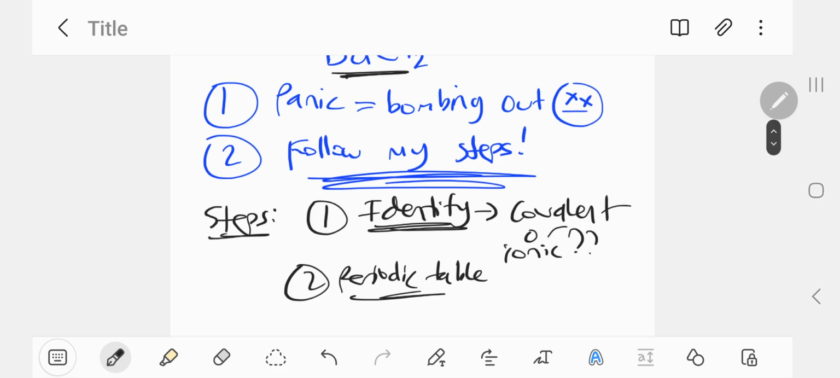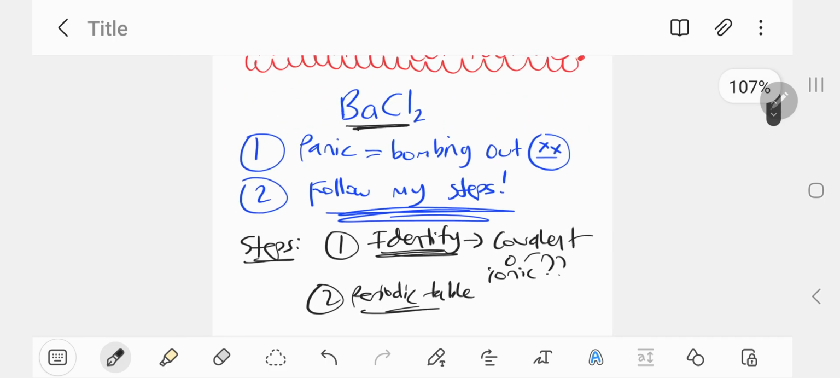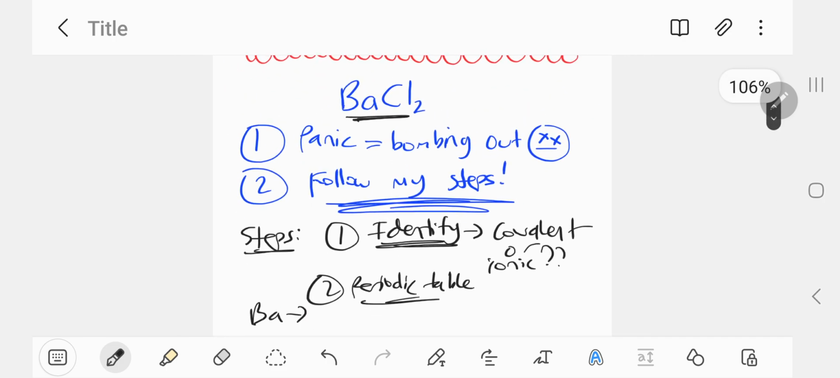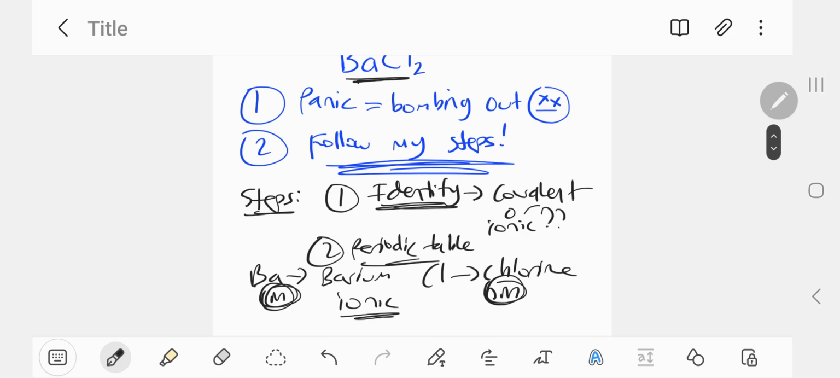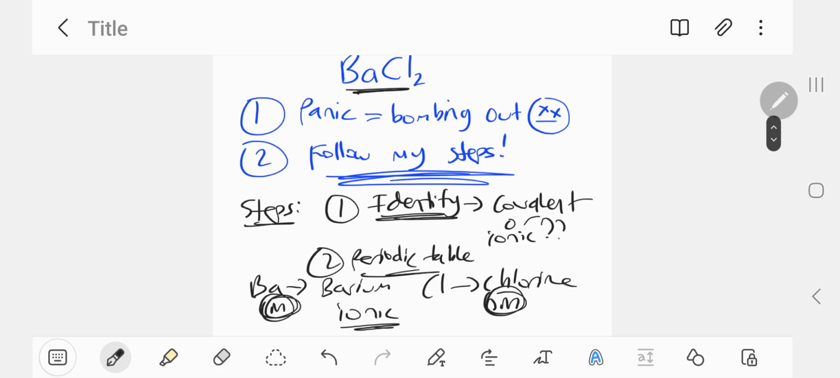The periodic table. Now in this case, Ba on the periodic table is barium, and Cl is chlorine. So this is clearly an ionic compound because it's got a metal and a non-metal. When you have a metal atom and a non-metal atom stuck together, or in this case ions, you get an ionic compound. So we've recognized that this is an ionic compound.